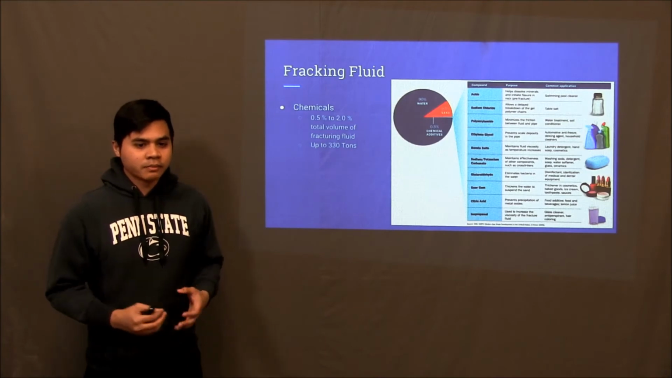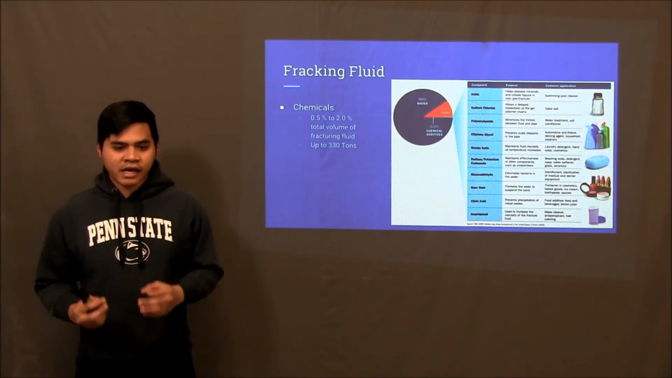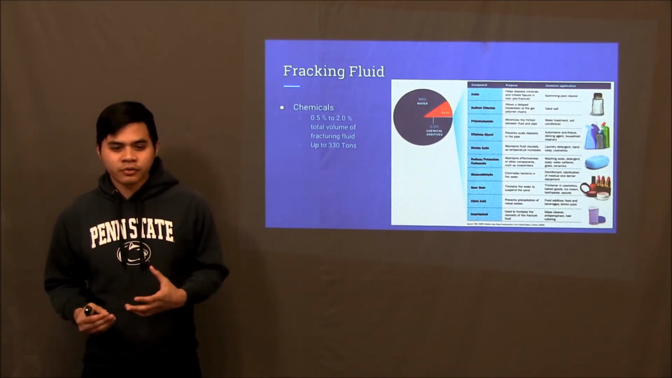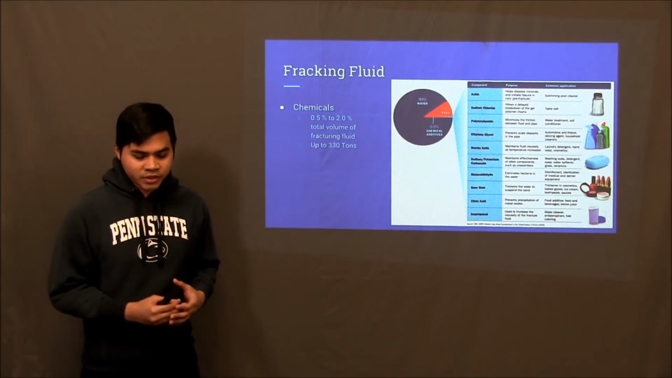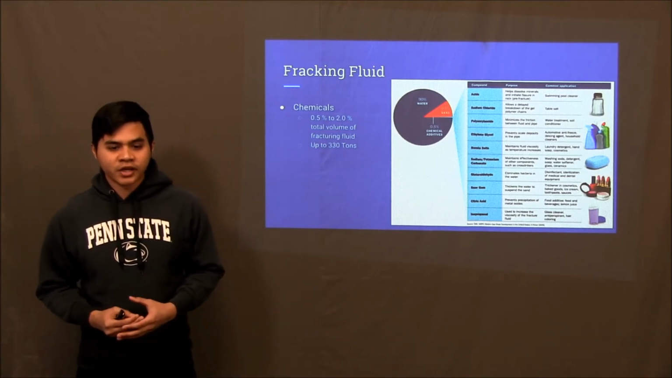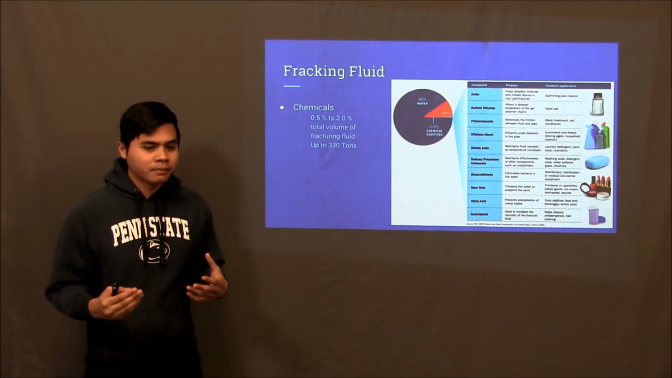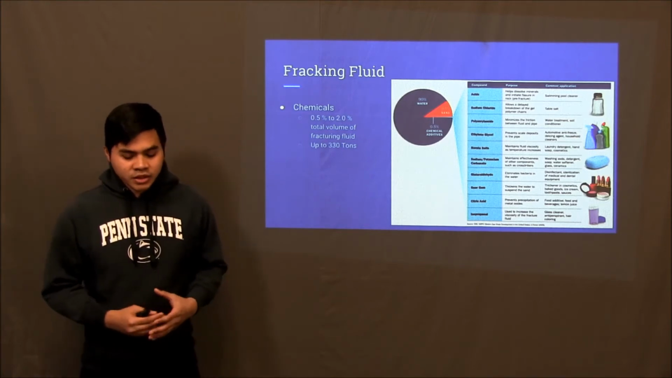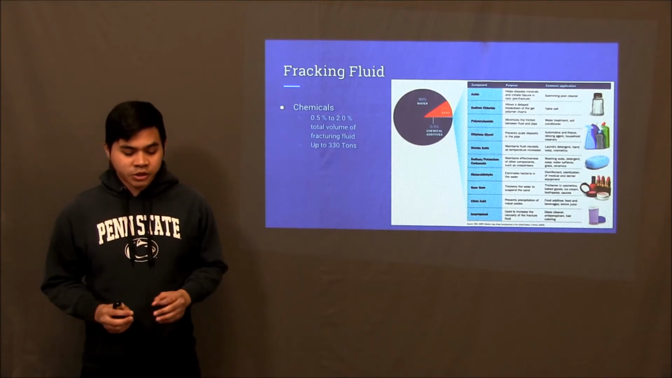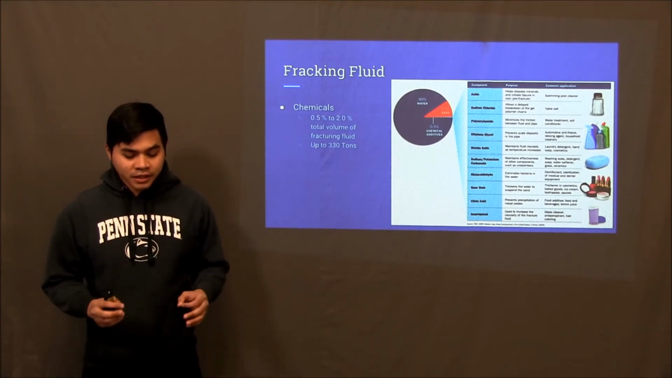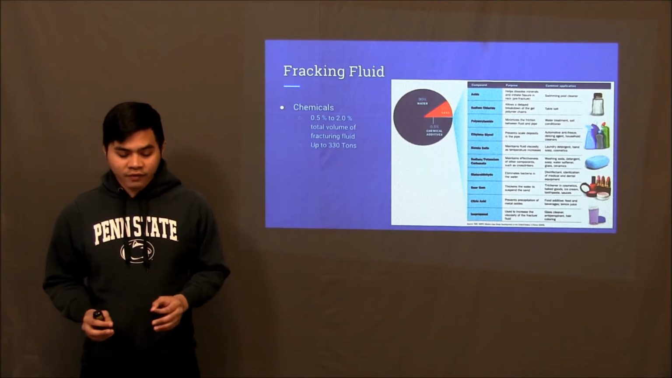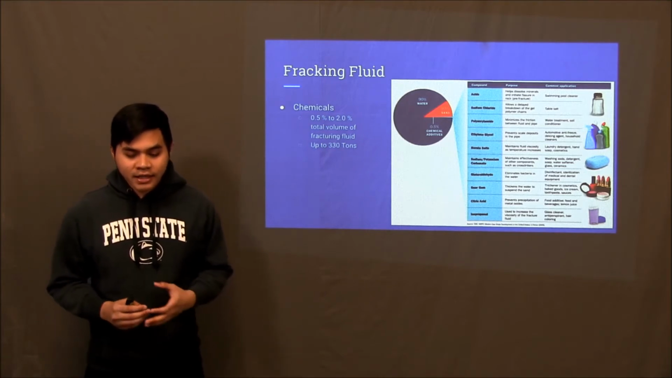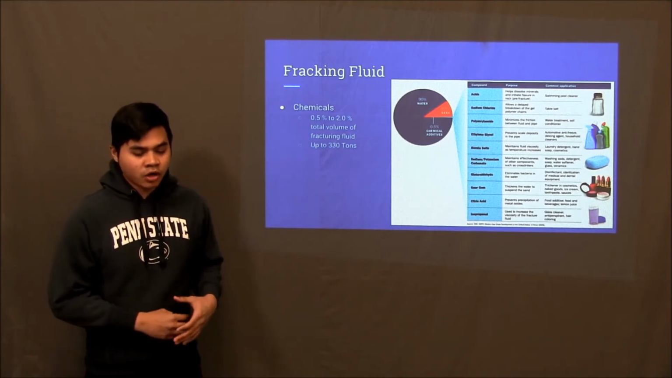Now the third component in a fracking fluid is chemicals. This is only about 0.5% to 2% of the total volume of fracking fluid, or up to 330 tons. Many fracking chemicals are protected from disclosure under trade secret exemptions. Studies of fracking wastewater, however, have identified formaldehyde, acetic acids, and boric acids among hundreds of others.